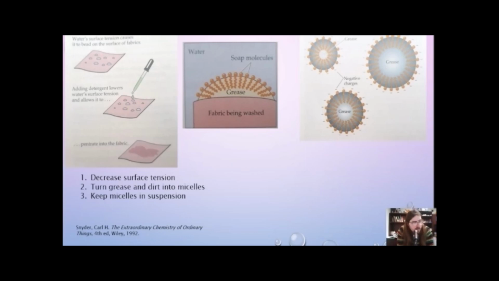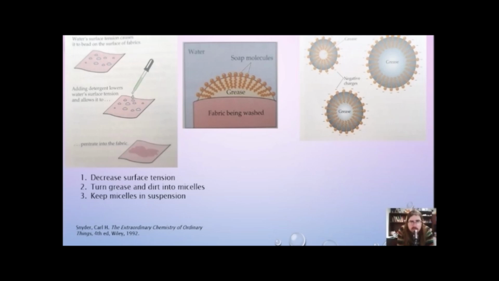At that point, agitation will help shake free this grease and grime. As it's agitated, it's already kind of being held on. The water pulls the soap, which pulls the grease. It yanks it off the fabric, and the grease starts to form small little globules, which then get encapsulated in micelles.